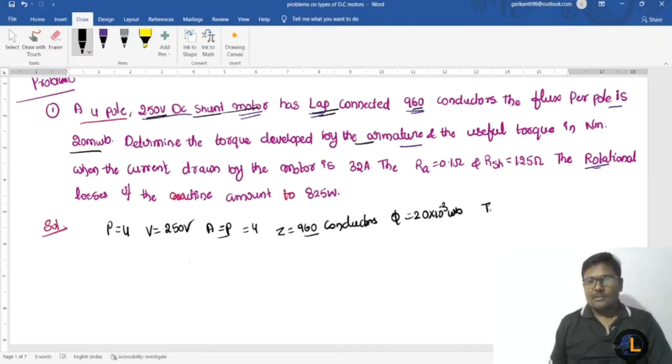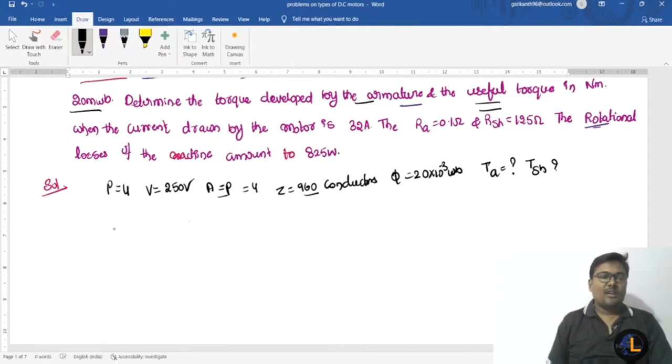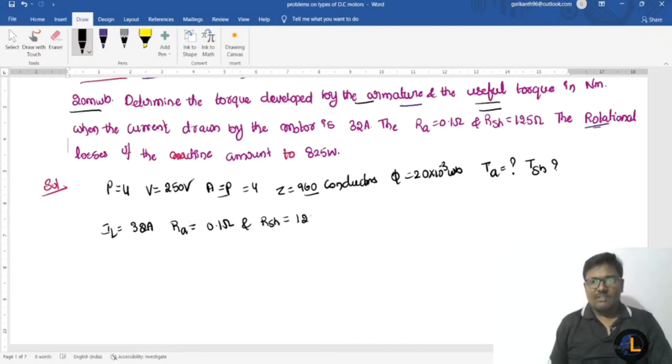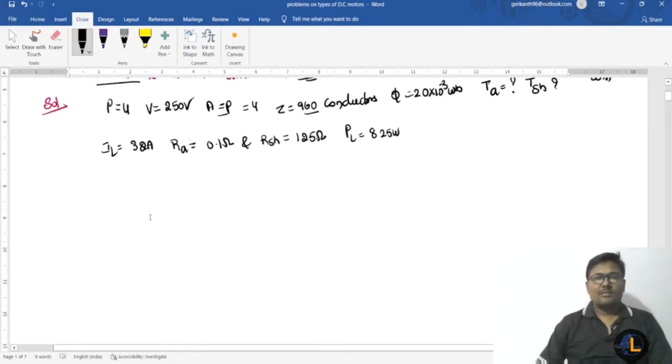Determine the torque developed by the armature, that is TA, and the shaft torque, the useful torque. And when the current drawn by the motor is 32 amperes, the line current is given as 32 amperes, and the armature resistance is 0.1 ohms, and RSH is 125 ohms, and the rotational losses of the machine is PL equal to 825 watts. What are the rotational losses? Friction and windage losses. And the problem is given.